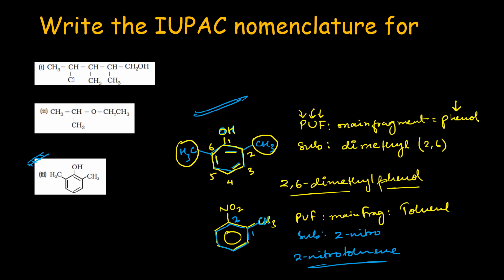Instead of OH, if you have carboxylic acid, then carboxylic acid is even more reactive. So my main fragment then will be benzoic acid. And then we will name accordingly. Now you have 4 chapters, so the complete nomenclature will come. You will understand it and be more comfortable at the end of the chapter amines.